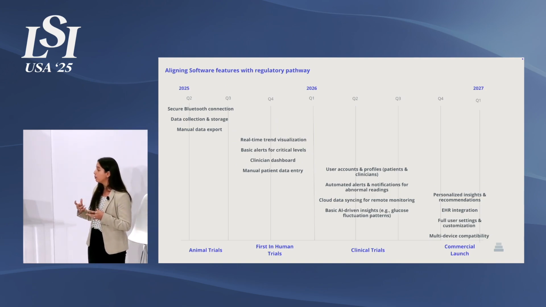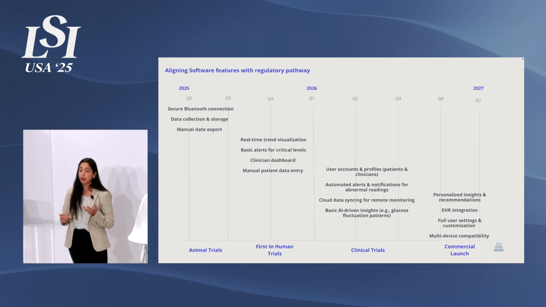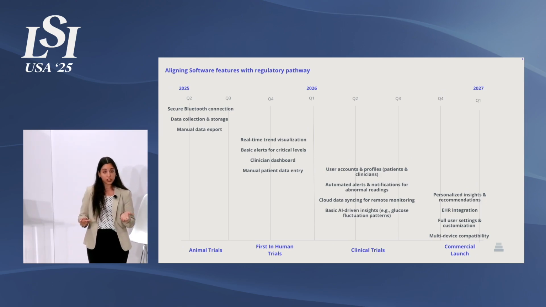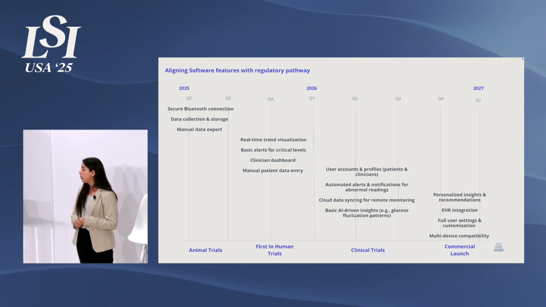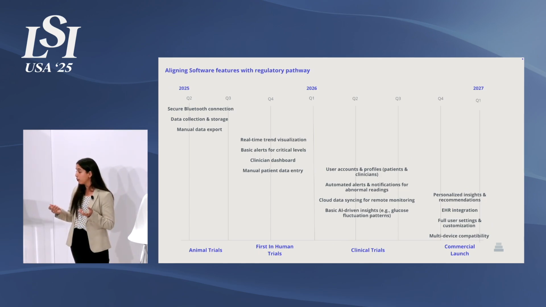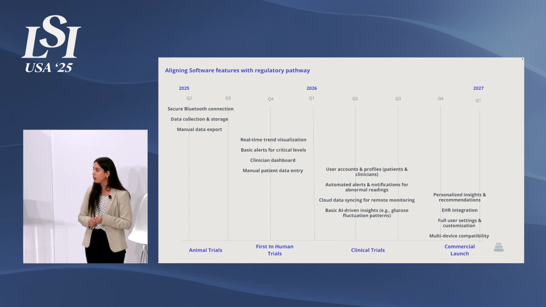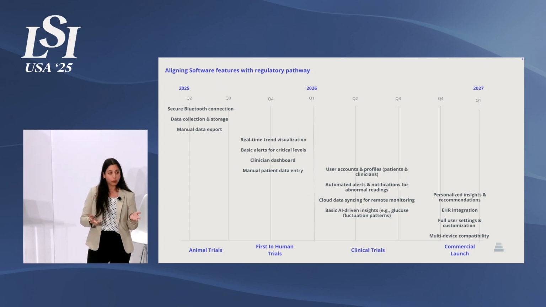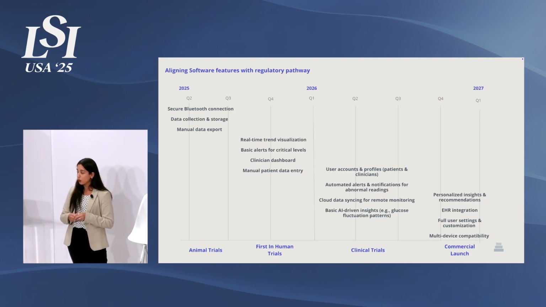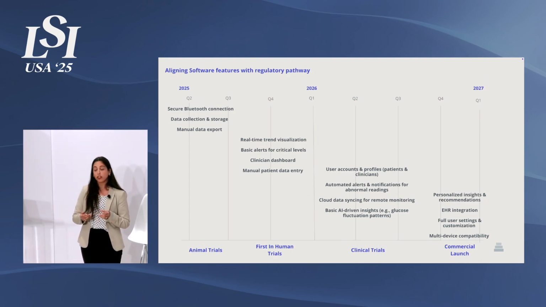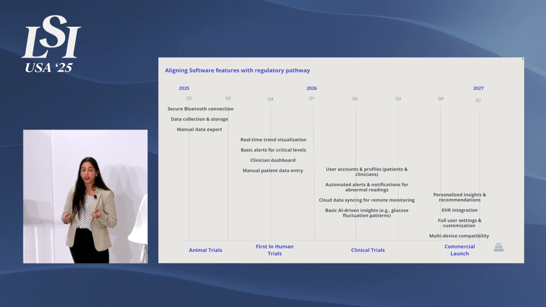So now it really makes sense to start working just on a very basic mobile application for them. We'll want to have real-time trend visualization. We'll also want to work on just basic alerts, at least for those critical levels, for example, low glucose levels. We'll need a clinician dashboard for the clinicians working on that trial, and patients can also start to manually input the data into their patient app.